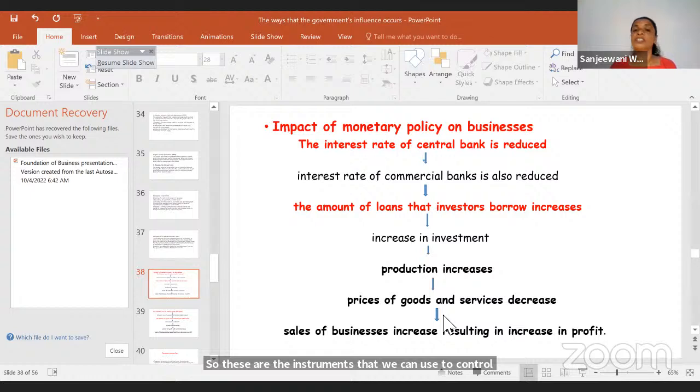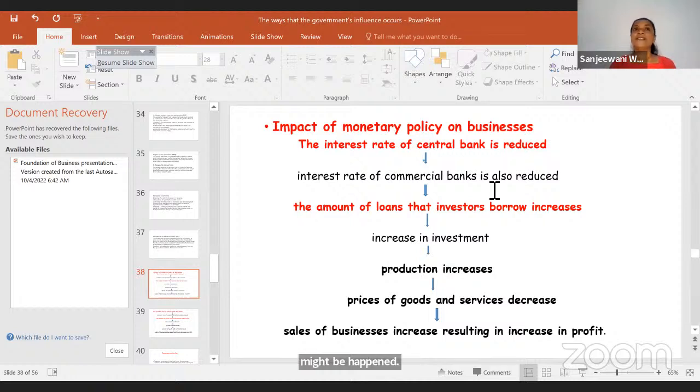Then the impact of monetary policy on business. Now this is also important. I told you about fiscal policy also; now here, the impact of monetary policy on business. What is the impact of this monetary policy on business? I'll explain in this manner, so that it will be very easy for you to grasp. Now see the first one. The interest rate of the central bank is reduced. Then what will happen? Commercial banks also will reduce the interest rate.